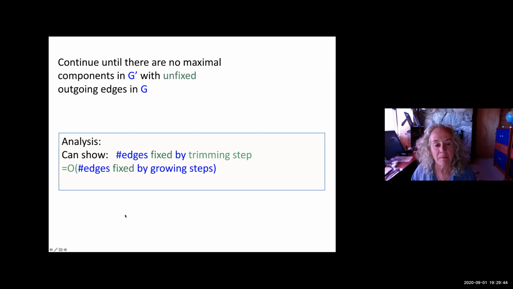Now we can show that the number of edges fixed by the trimming step is no more than O of the number of edges fixed by the growing steps. I'm not going to say why, and I'm just going to keep going. It's not a difficult point.